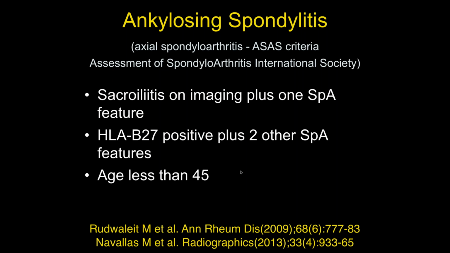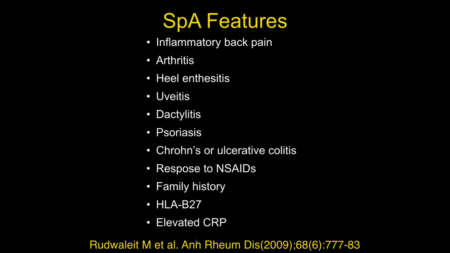By the time these people get into their 20s, they have irreversible changes and will go on to have back pain even if it's properly treated, though it still should be treated. But think of this as a disease that we should be making in the teens. These are the spondylitic features.